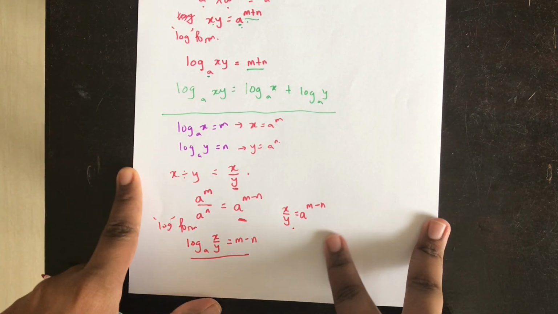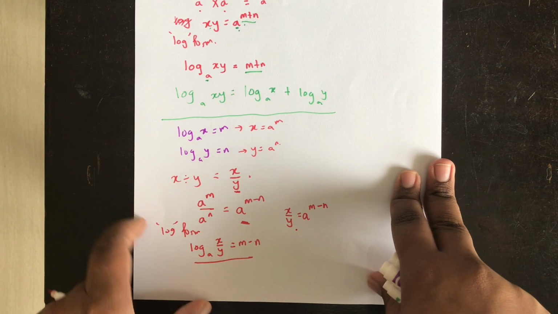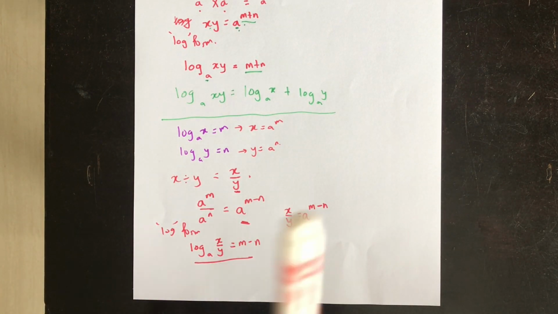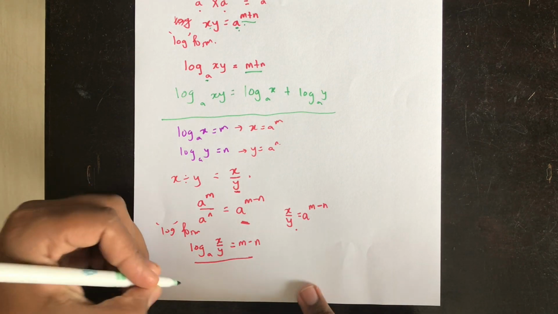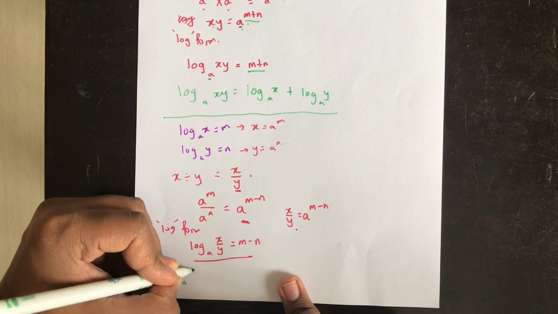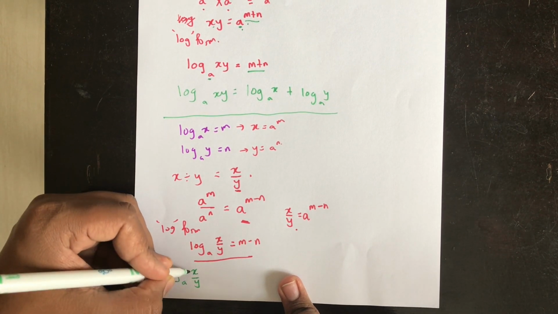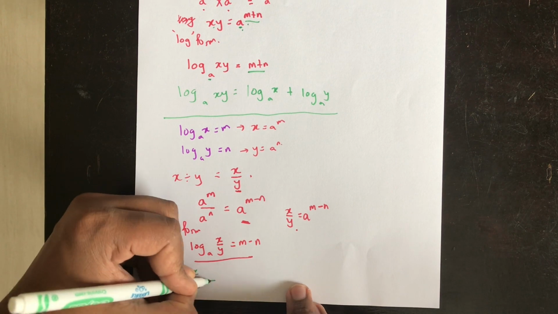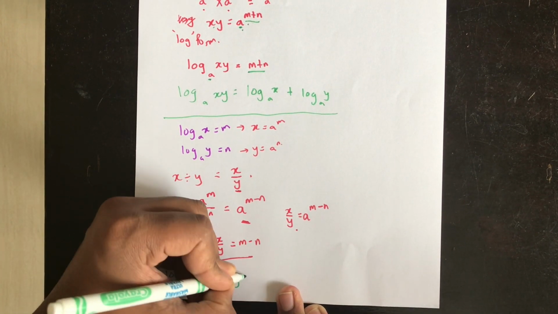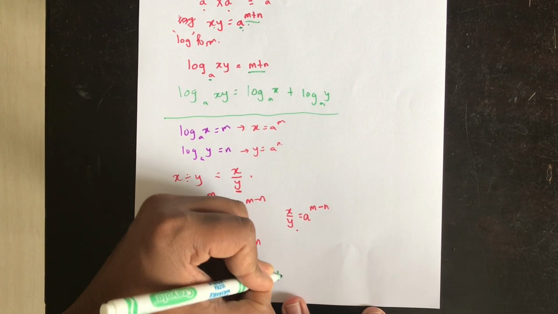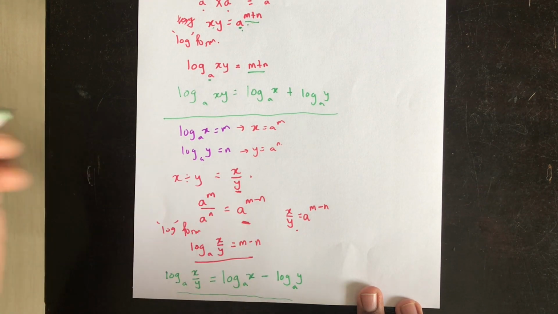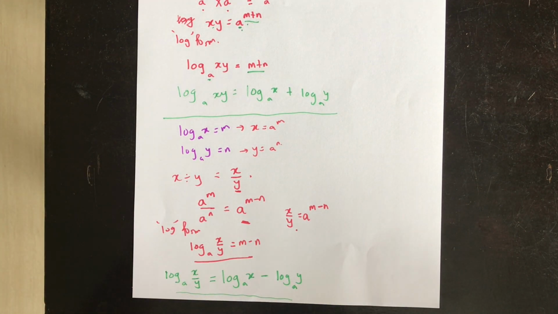So again I'll be substituting. So because I know that my m is equal to this and n is equal to this, let me go ahead and substitute again. So log x over y base a is equal to m minus n, and m is this, n is this. So this is log x base a minus log y base a. This is a second rule which you should remember whenever dealing with logs.